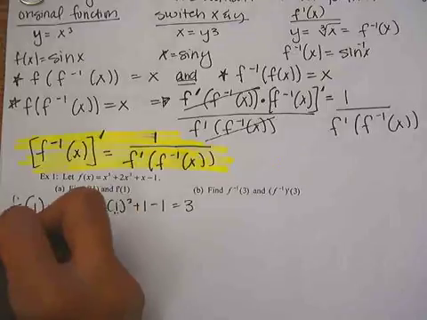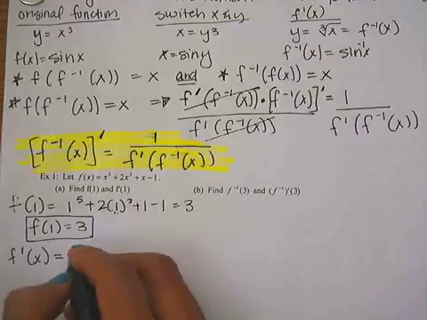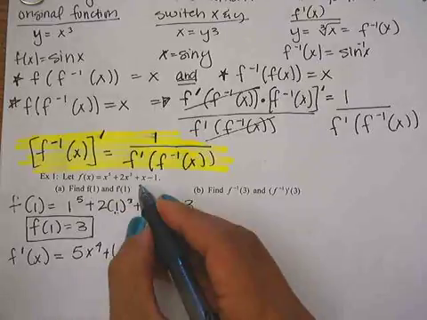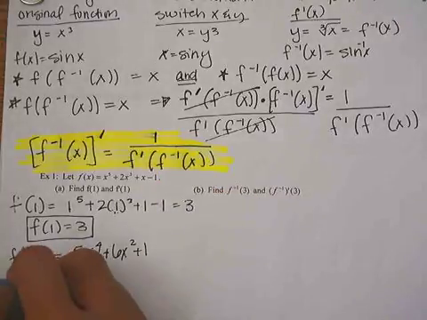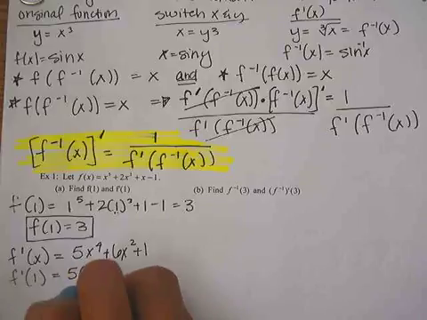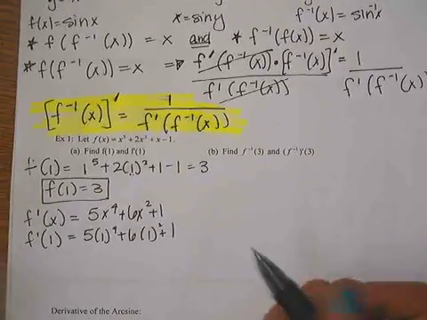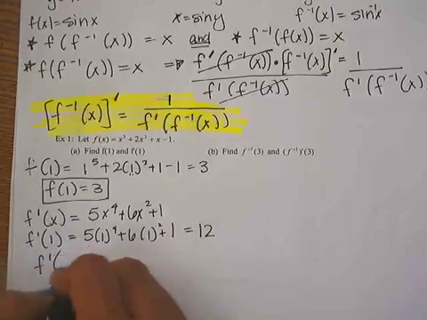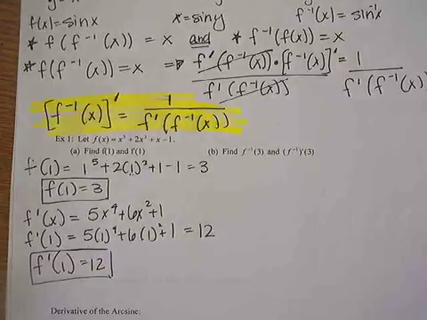Well, to find f prime of 1, I need to find f prime of x. So this is going to be 5x to the 4th plus, bring down the power, so that's 6x squared. This is going to be a plus 1. Derivative of a constant is 0. And then now I need to evaluate it at 1. Okay, so f prime at 1 equals 5 times 1 to the 4th plus 6 times 1 squared plus 1. Well, 1 to any power is just going to be 1. So now this is really 5 plus 6 plus 1. So this is 12. So f prime of 1 is 12. Okay. So that's how we come up with those solutions.